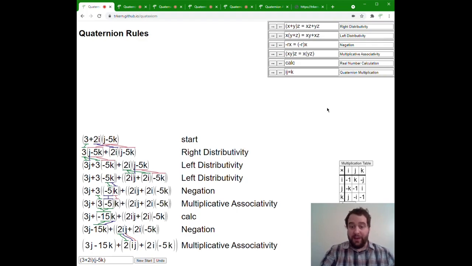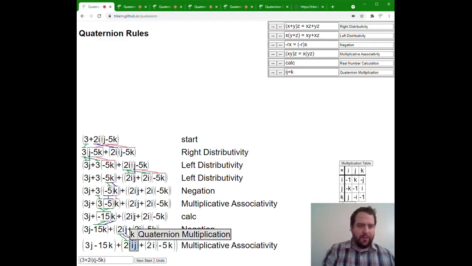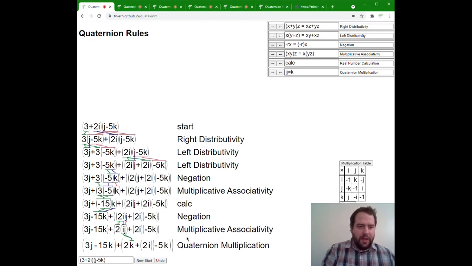Of course, we're going to need all of the basic quaternion multiplication facts from the multiplication table if we're going to want to do arbitrary quaternion math, but that's okay. For this problem, we only need a few basic quaternion multiplication facts, and so here we can turn i times j into k using that rule, and so now we have 2k. So let's work on this last piece. This last piece here is going to be a little bit trickier, but we can still do this.